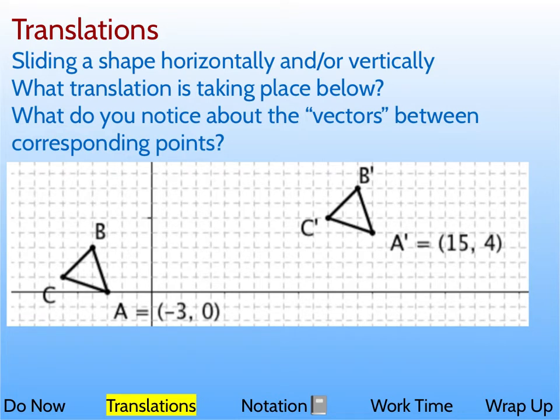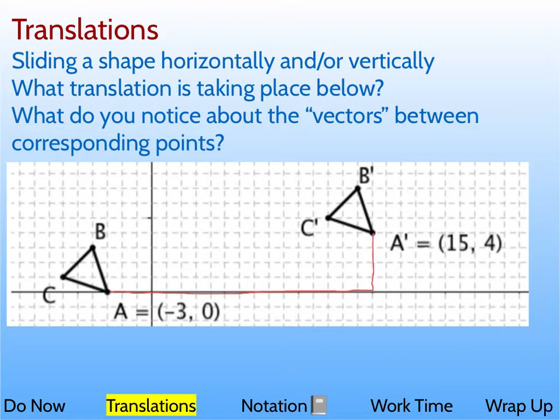So, let's look at what translation is actually taking place here. In order to do this, we have to match up corresponding points. And I'll do point A. Let's do A. So A goes over this amount and then up this amount, or up and then over, either way. So what we have to do is count that.